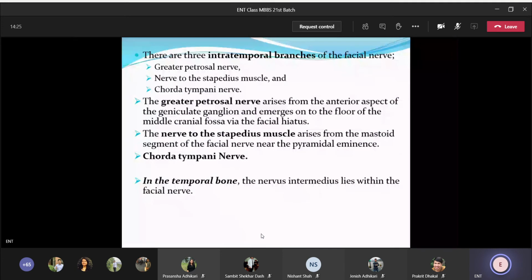In the temporal bone, the motor branch of the facial nerve and the sensory fibers of the facial nerve combine in the facial nerve. So nervus intermedius is incorporated into the motor fibers of the facial nerve. So they are one nerve in the temporal bone, right? Before that, the nervus intermedius and the facial nerve motor branch are separate.